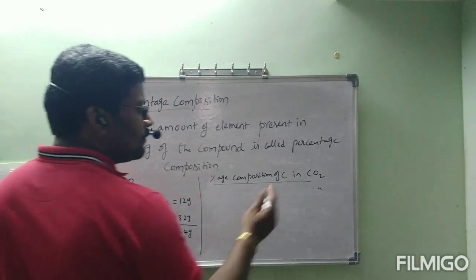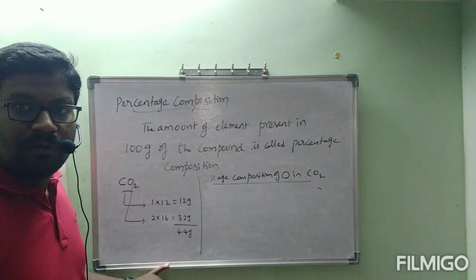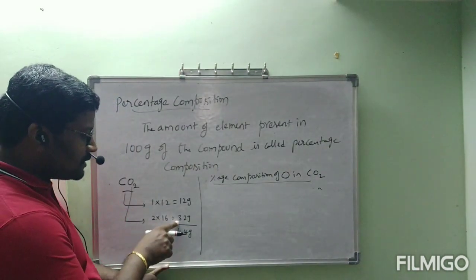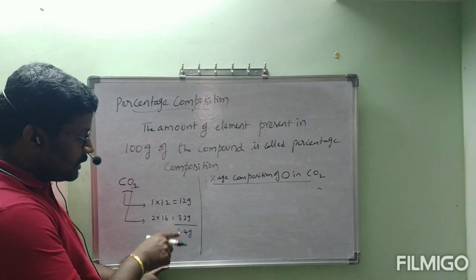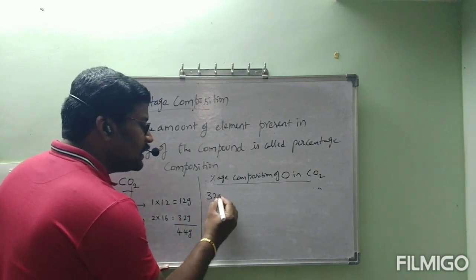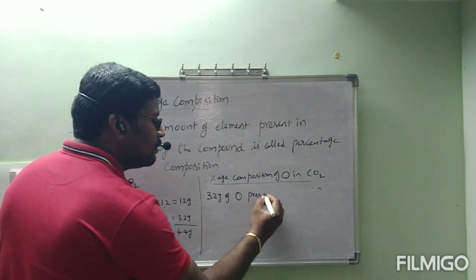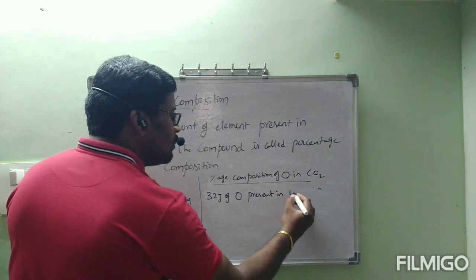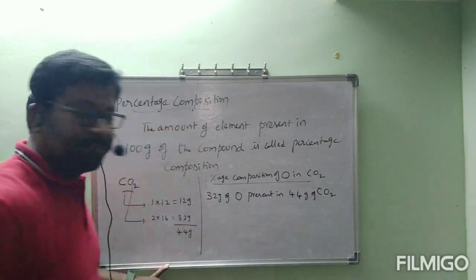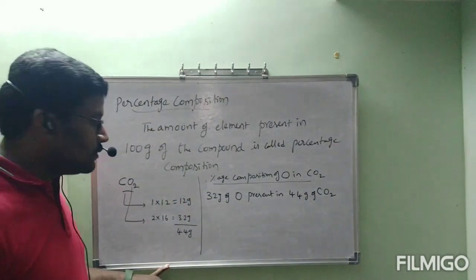Percentage composition of oxygen in CO2. How to find this one? What is the amount of oxygen present? 32 grams in 44 grams of carbon dioxide. I am writing now: 32 grams of oxygen present in 44 grams of CO2.